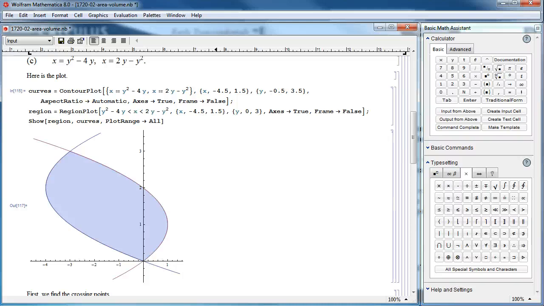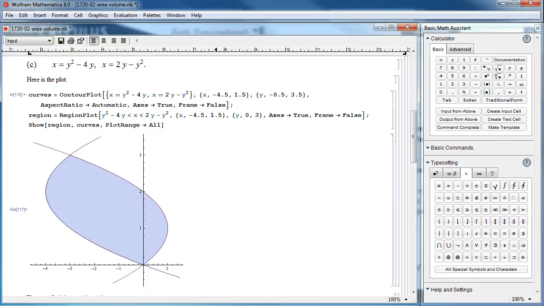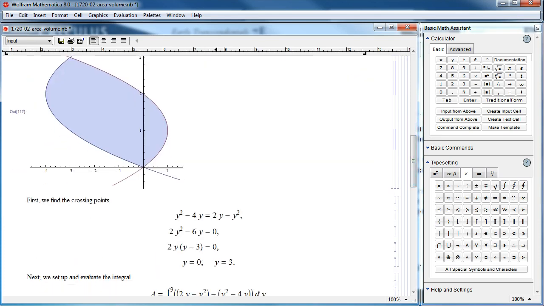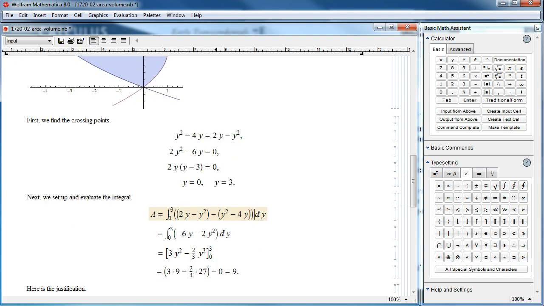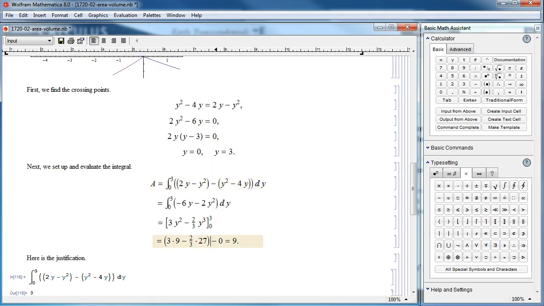How do we do that? Well, y squared minus 4y and 2y minus y squared must be the same, so we set up a quadratic equation like that. Solving it is easy. It's just intermediate algebra, maybe elementary algebra. Move all of them to one side, factor it, and then we have the answer. So we have an integral from 0 to 3, upper function minus the lower function, and integrate it, use the fundamental theorem, and we have an answer.